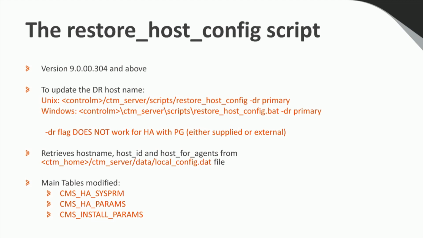Basically, what the -dr option does behind the scenes is to retrieve the host name, host ID, and the host for the agents from the local config.dat file where the script is being executed. With that information, it will update mainly these tables below and other files too. During the demo, I will show you how these tables look before and after activating our DR Control-M server. Okay, so let's continue.